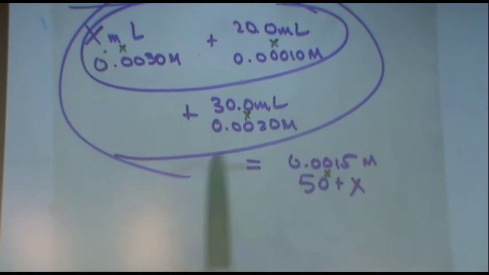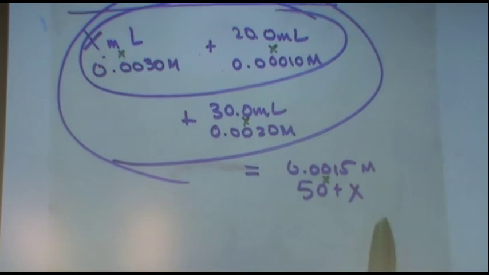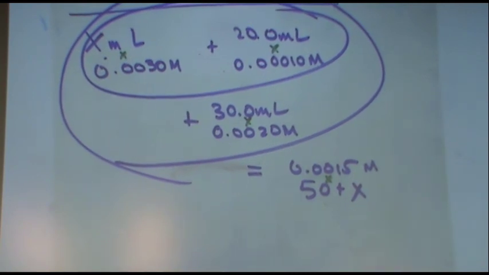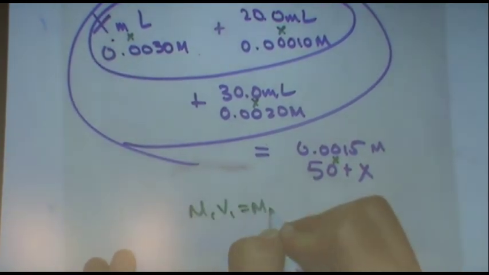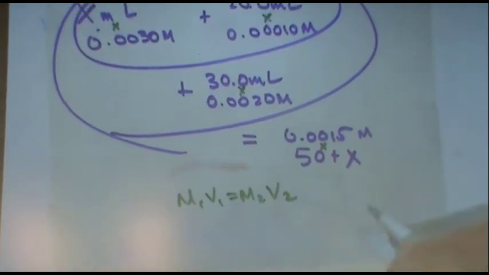And this is the concept of moles before equal moles after. Multiplying the volume times the molarity, just like we do in M1V1 equals M2V2. It's saying the moles are conserved before and after. Is that kind of all right? Yeah. Okay, cool. I'll stop right there.